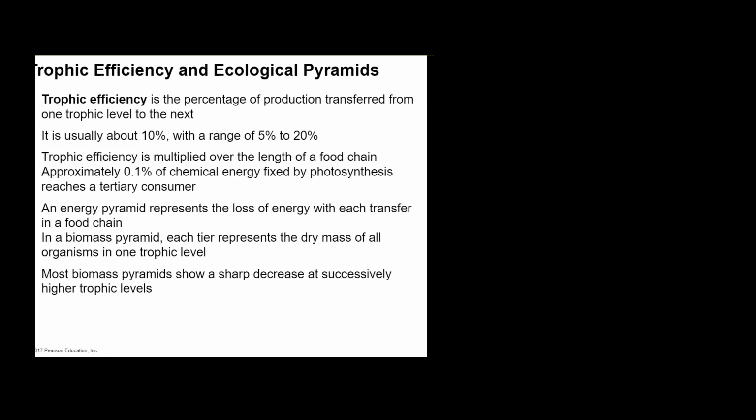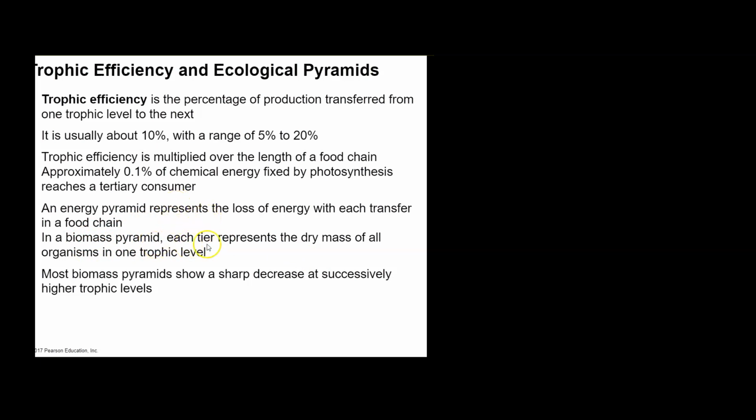So, for example, if we have 100% of chemical energy being fixed by photosynthesis at the producer level, by the time we get up to the tertiary consumer level, we only have about 0.1% of chemical energy available that was originally in those producers. So we use that idea of a pyramid to represent that loss of energy with each transfer. We also can look at a biomass pyramid, which actually is a little bit different.